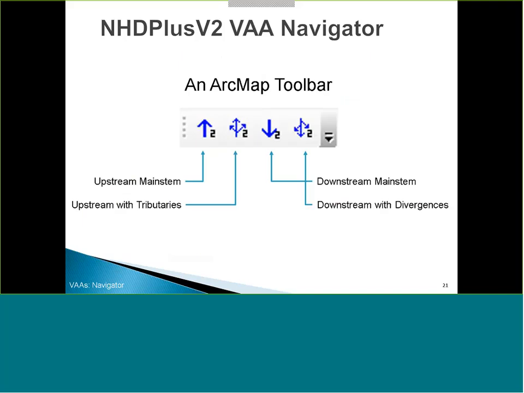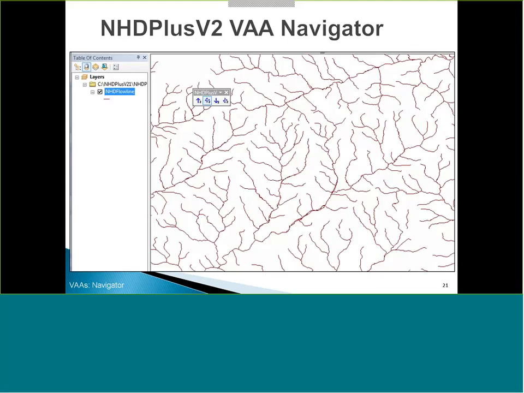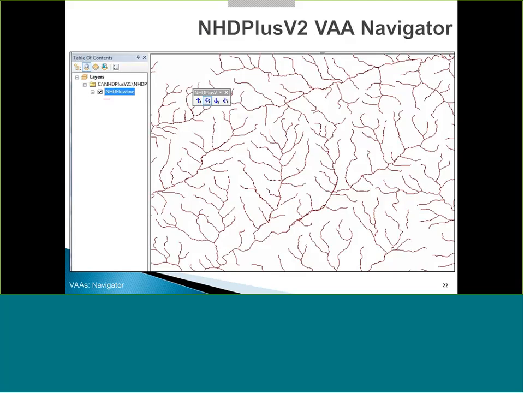Okay, there are 4 tools on the toolbar: upstream main stem, upstream with tributaries, downstream main stem, downstream with diversions. The only thing you need in your map is NHDFlowline. You do need the NHDPlusAttributes component as well, but it is used in the background. All you have to do is have it downloaded and installed. That is described on the website. Your data requirements are described on the website and in the user guides that come with it.